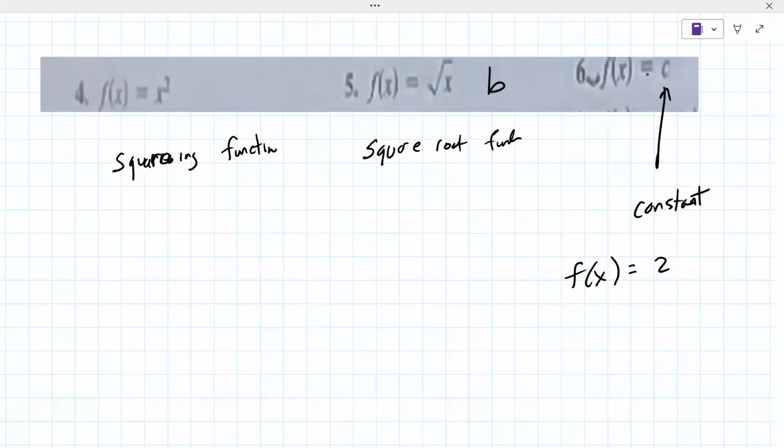So that's a constant function. Yes. Yep. Okay, let's look at a couple more here. Let's look at 7 and 8.